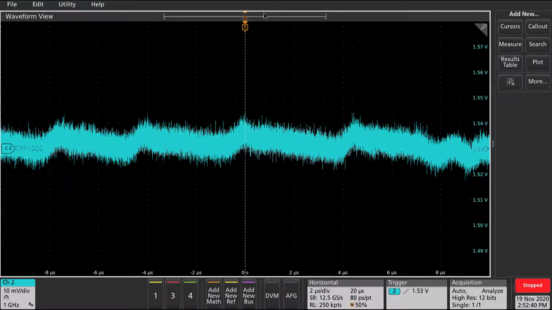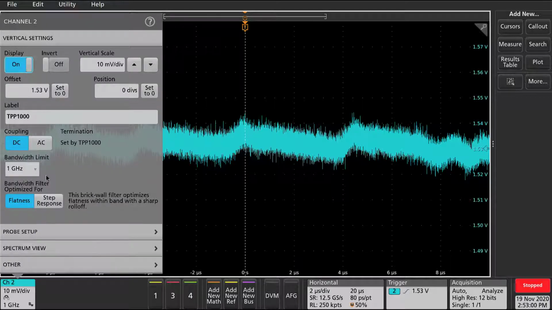The other resource we can use on the scope here is to apply a bandwidth filter, because oftentimes the high frequency ringing that you see here is just effectively noise captured from the outside environment. And it may mask over the signal like you can see here, or may not be useful for your particular measurement.